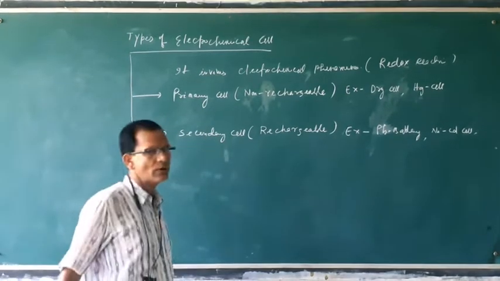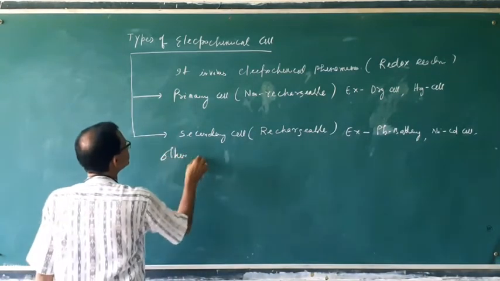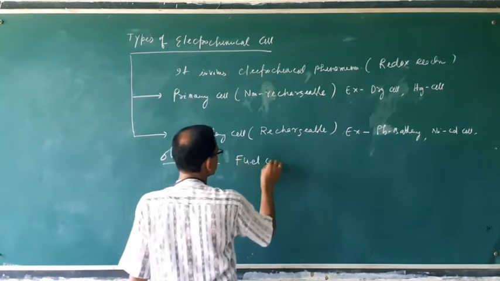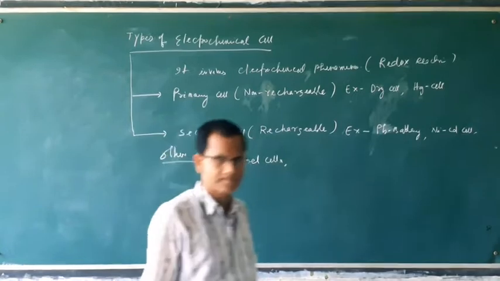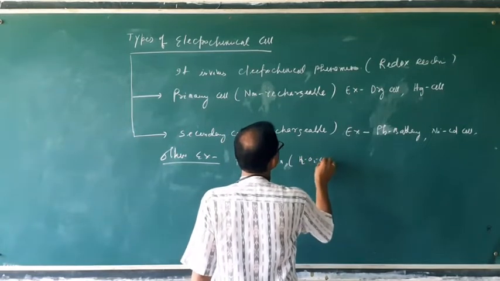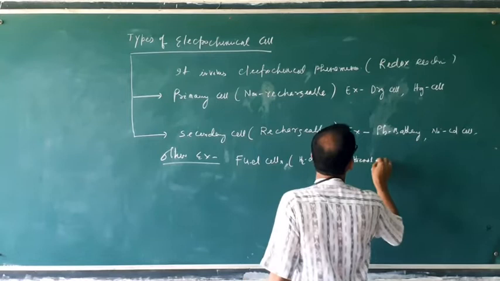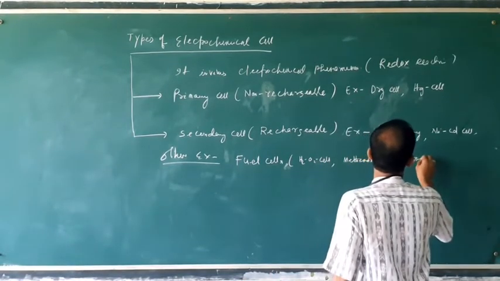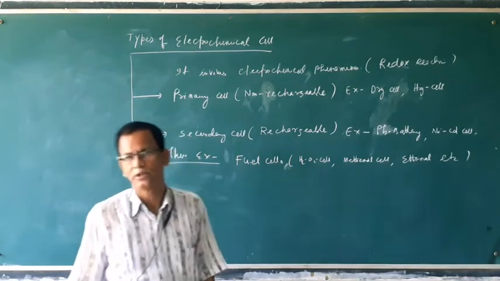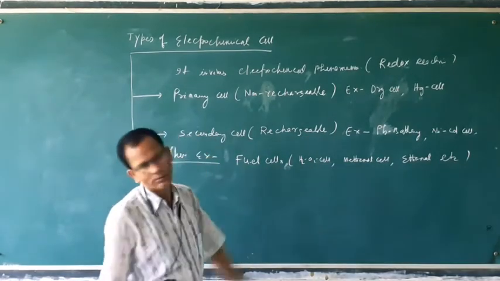Other than this, we also have so many other examples of electrochemical cells, your fuel cells, different types of fuel cells. Fuel cells are hydrogen-oxygen cell, methanol, ethanol, etc., which produce energy due to combustion, or you can say due to oxidation reduction of the particular electrolytes.